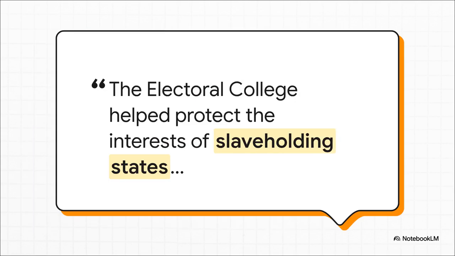Just listen to legal scholar Paul Finkelman. The Electoral College helped protect the interests of slaveholding states. The system cannot be understood apart from the Constitution's compromises over slavery and representation. Historians and legal experts are pretty much in agreement here. This compromise is the root of the disproportionate representation we saw in early American elections.